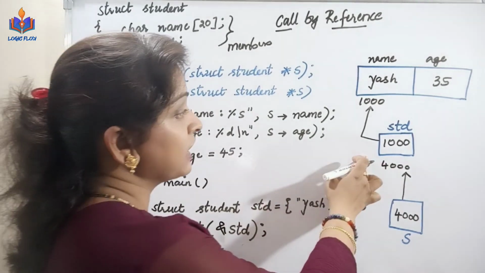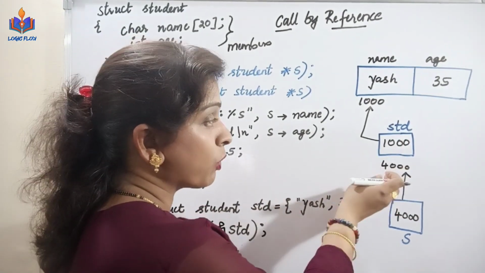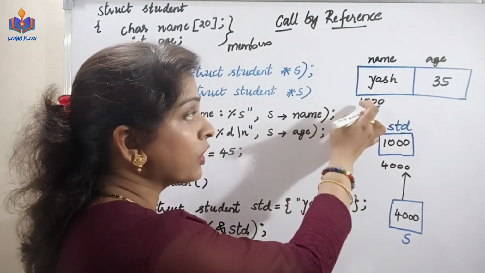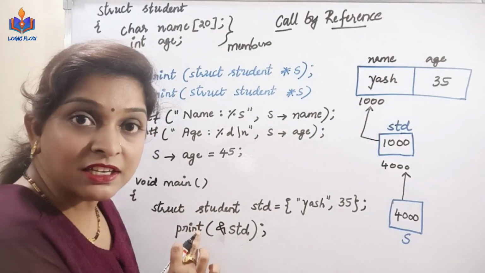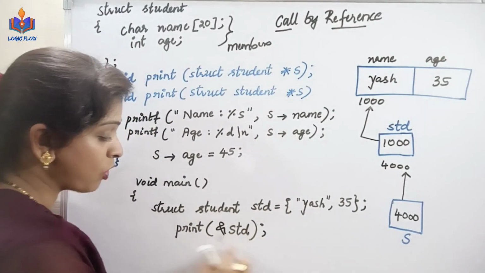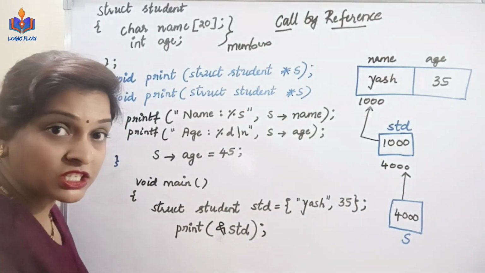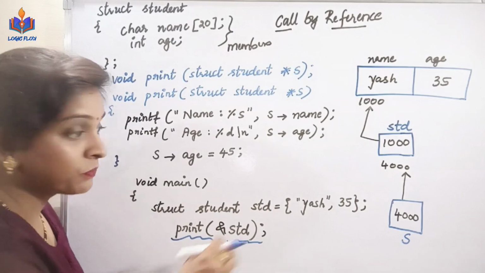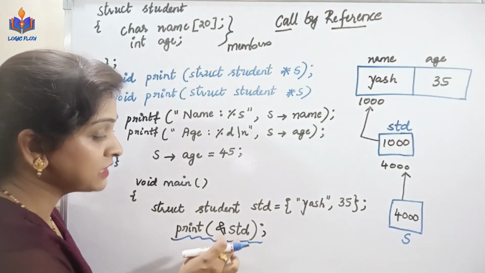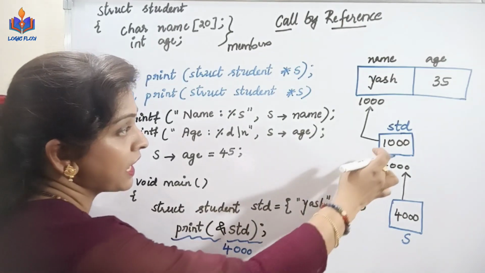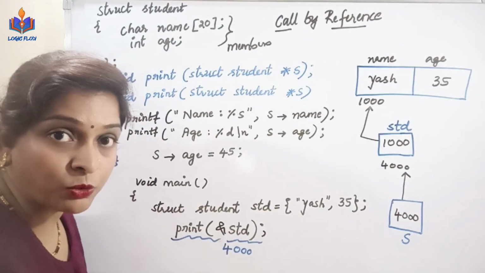So what is std? It is 4000. And what do we have in this 4000? It is an internal pointer. It is pointing to the base address. So now I say ampersand of std, and I am invoking this function. The function is getting invoked. The print function is called now, and for that print function I am passing the address of std, that is 4000.